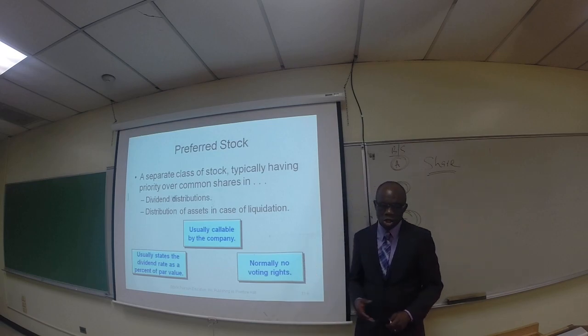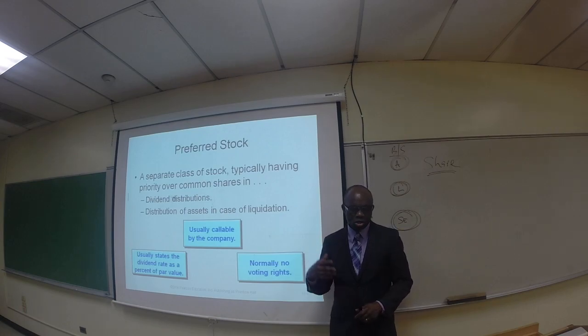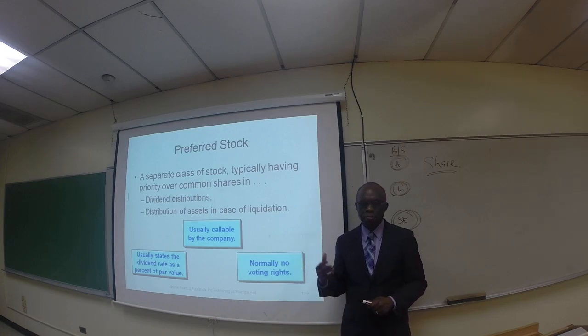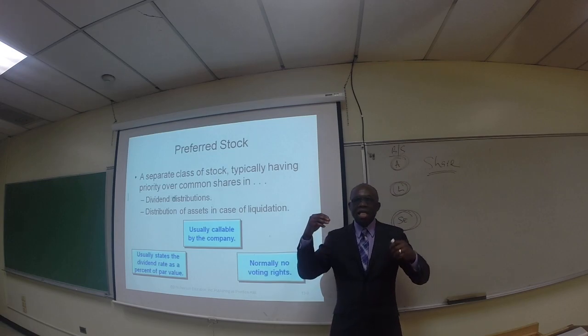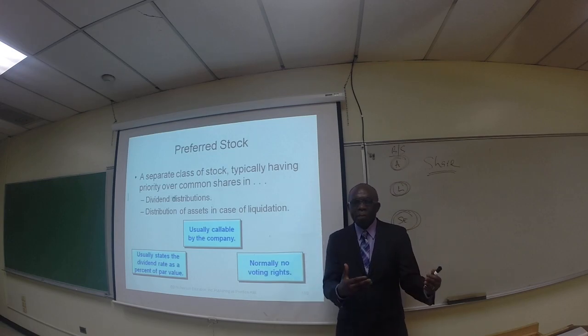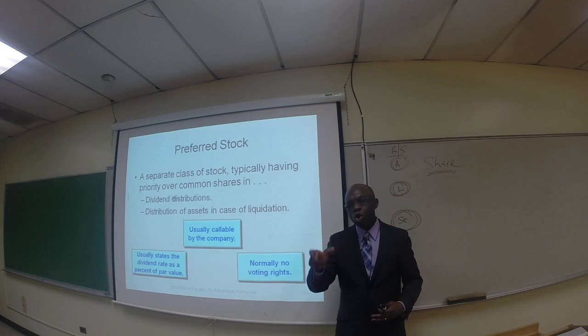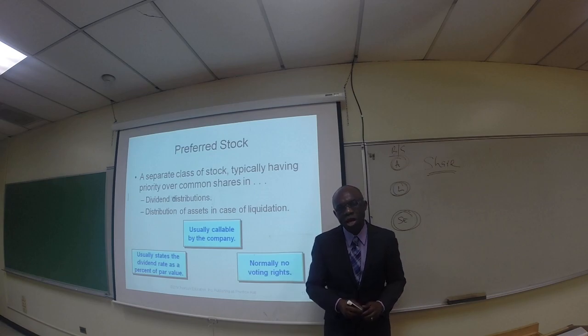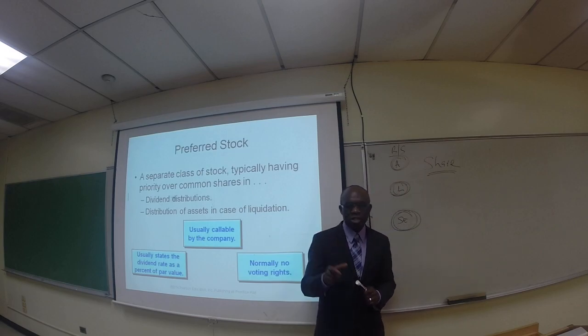Now, we said that preferred stock is usually callable by the company, meaning usually the company will buy them back. Usually they state the dividend rate as a percent of par value. What does that mean? That simply means that the dividend that the company is going to pay the preferred shareholders is predetermined. In other words, we know ahead of time the dividend that the preferred shareholders are going to receive. So how do we determine that? We said it's a rate, a percent of par value.